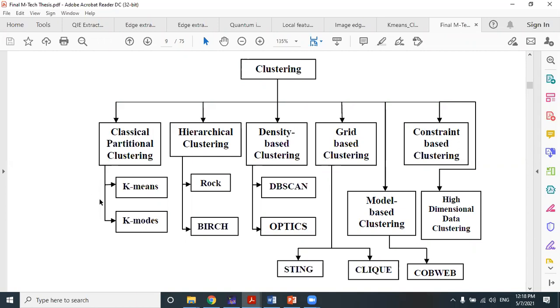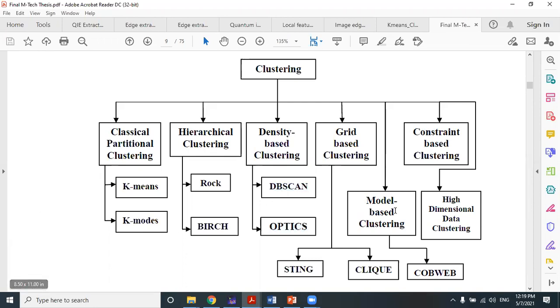Right? Now, within classical partitional clustering, there are 2 kinds of algorithm that we'll have to learn. One is k-means, and the other is k-modes or k-medians, k-medoids. Either k-modes clustering or k-medoids. Within hierarchical, there are other clustering algorithms like divisive clustering and agglomerative hierarchical clustering. These are the main 2, agglomerative and divisive. ROCK and BIRCH are 2 very special kinds of hierarchical clustering that will not be part of our syllabus. We are mainly focusing on divisive and agglomerative clustering. And in density-based clustering, we are mainly focusing on DBSCAN clustering. We are not focusing on OPTICS.